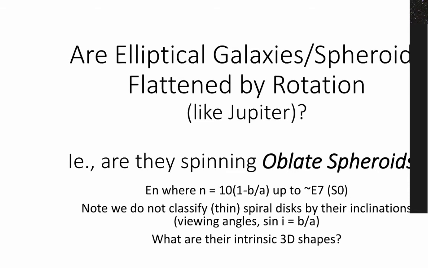See, if elliptical galaxies are rotating pretty rapidly, and in particular, the ones that are really elongated, E6, E7, they must be heavily rotating.